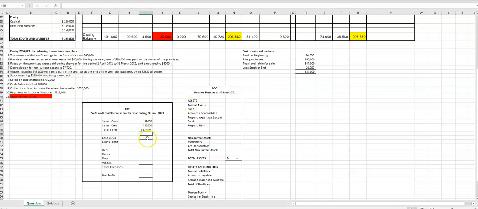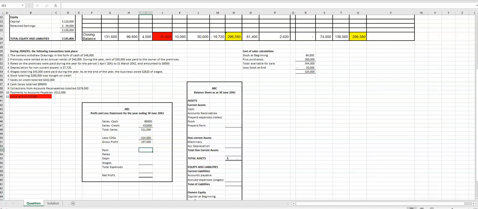Now we also need to enter in our cost of goods sold. So our cost of goods sales was this last transaction or calculation that we did over here. So it says less cost of goods sold or cost of sales. So we're going to subtract 324,000. And then that will take our total sales minus our cost of sales or cost of goods sold to give us a gross profit of 197,000.